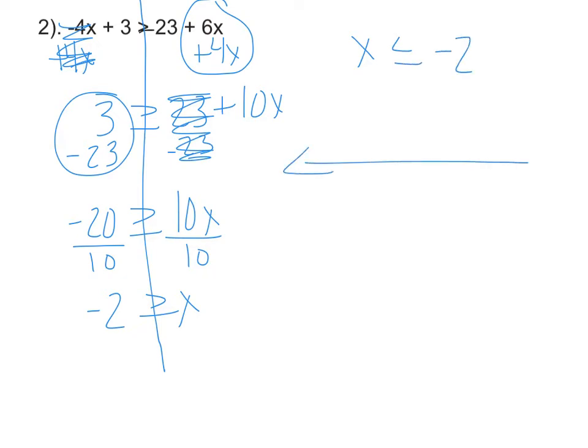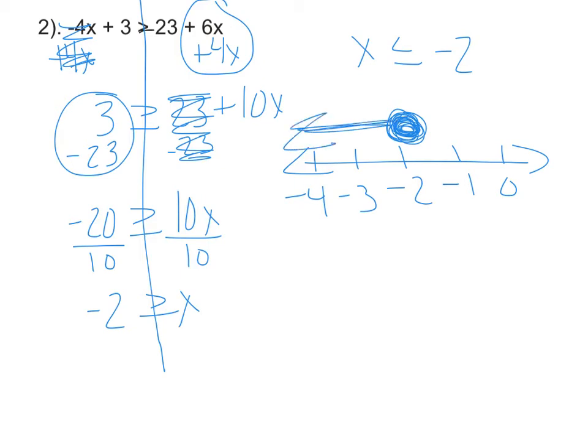So our number line will have negative 2. On the right we'll have negative 1 and 0. On the left we'll have negative 3, negative 4. We'll have a closed circle here since we have that or equal to. And our arrow is pointing to the left, so we'll shade to the left.